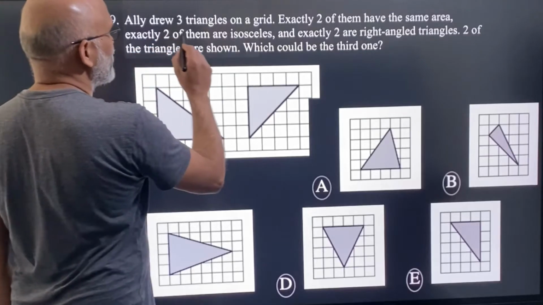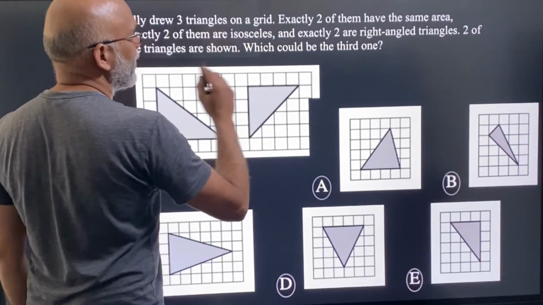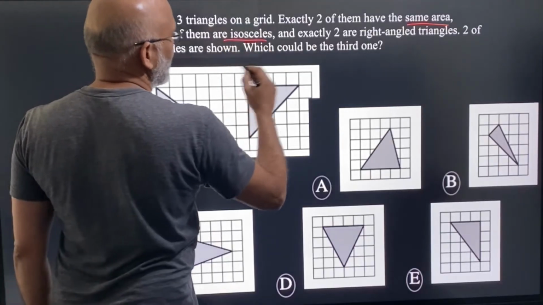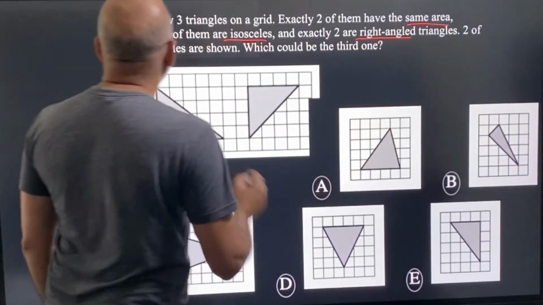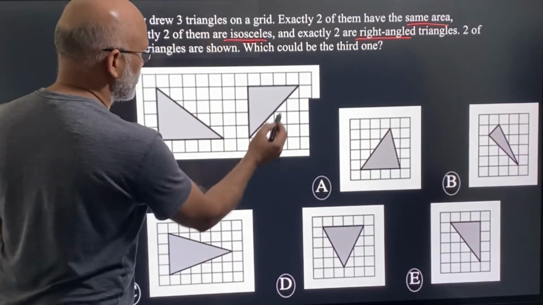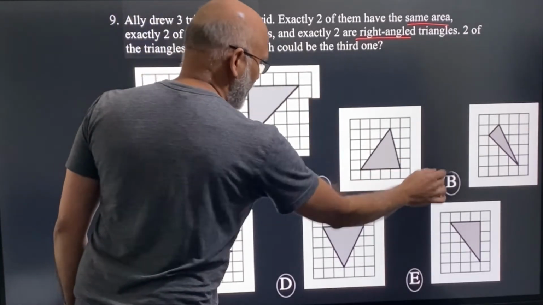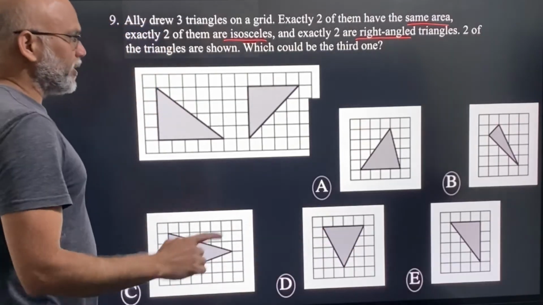Ali drew 3 triangles on a grid. Exactly 2 of them have the same area. Exactly two of them are isosceles and exactly two are right angle triangles. Two of the triangles are shown, so these are the two. Which could be the third one? Which of the choice A, B, C, D, or E could be the third one?